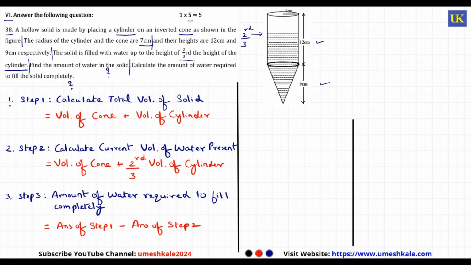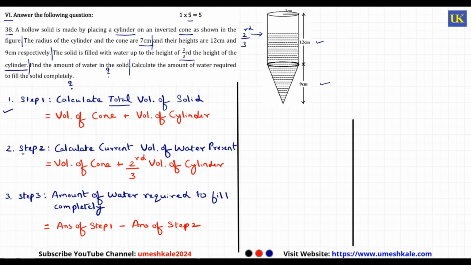Now we will solve this entire question in three steps. In the first step, we will calculate the total volume of the solid. To do that, we need to find the volume of cone plus the volume of cylinder, and we will get the total volume of the solid completely.